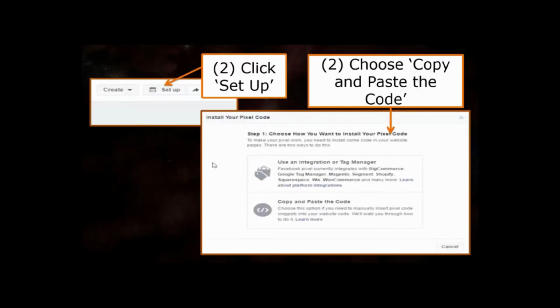Click on Pixels. On the next page, you click on Setup, which is at the right-hand corner of the page. Then a pop-up will appear where it states Install your Pixel code. There will be two options, which are Use an integration or Tag Manager and copy and paste the code. You will then click on Copy and paste the code.